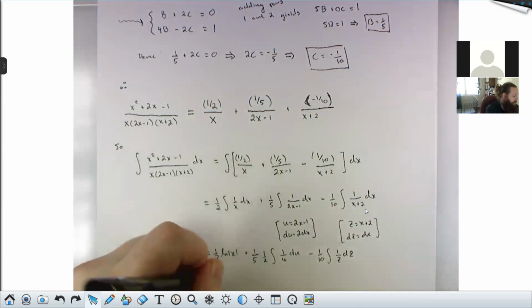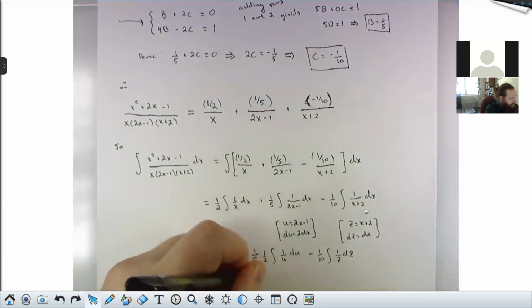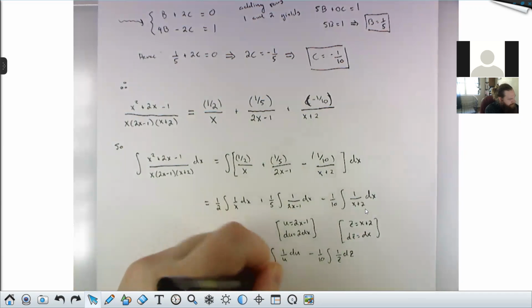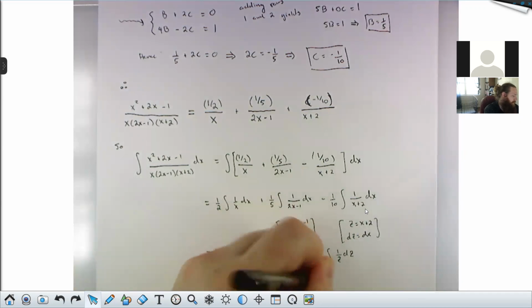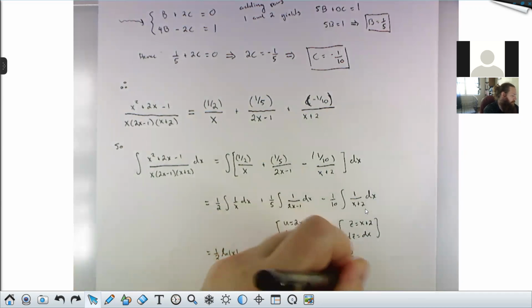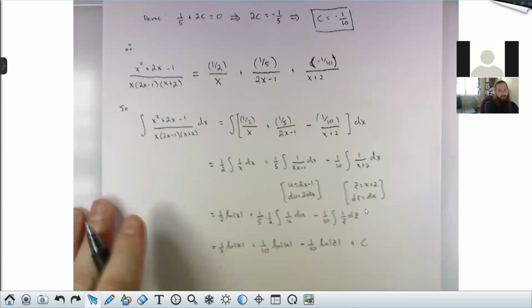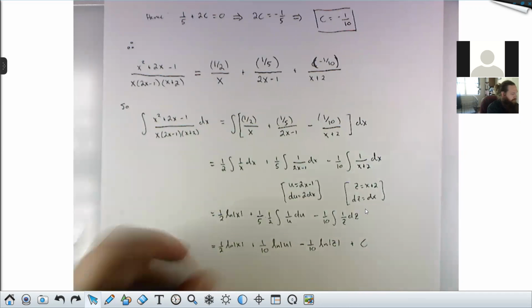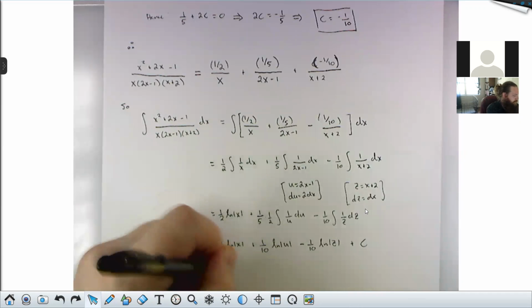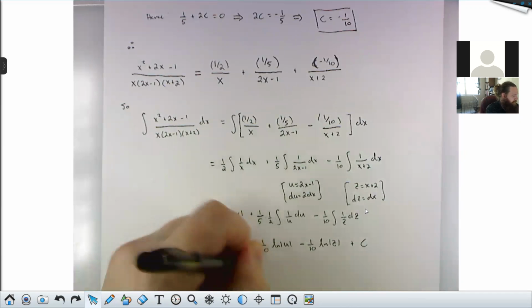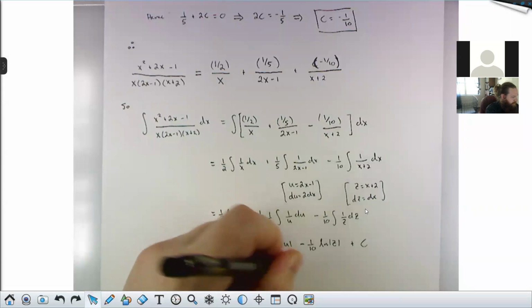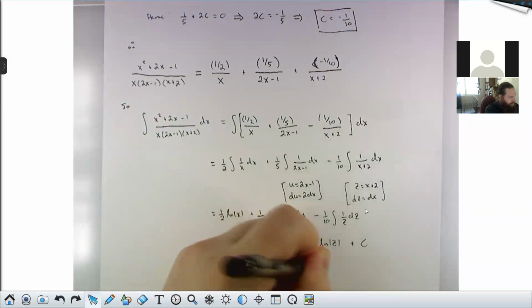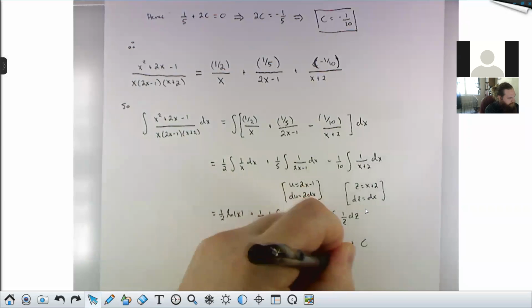So altogether we have 1/2 natural log absolute value of x. 1/5 times 1/2 is 1/10 natural log absolute value of u. Then minus 1/10 natural log absolute value of z plus a constant. And then finally we plug back in the u and the z. So this is 1/2 natural log abs x plus 1/10 natural log abs 2x minus 1 minus 1/10 natural log abs x plus 2.